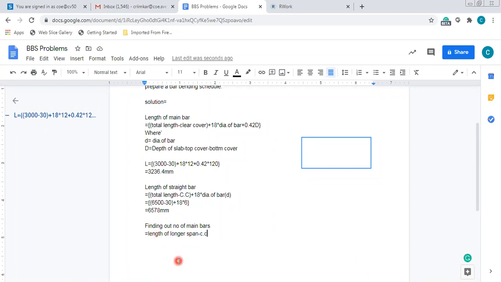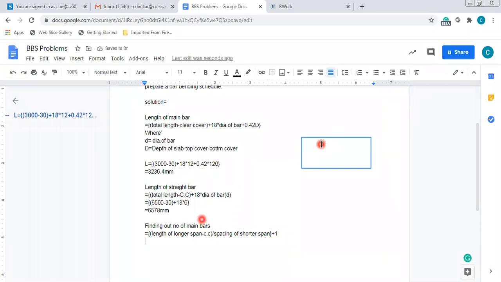First I will draw this. Length of the longer span minus clear cover, curly bracket complete, divided by spacing of shorter span, plus 1.